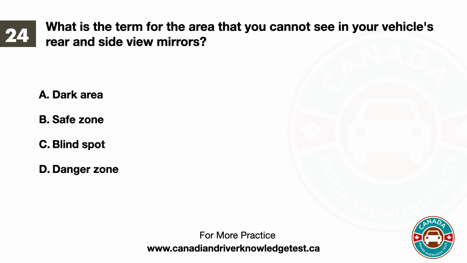Question 24. What is the term for the area that you cannot see in your vehicle's rear and side view mirrors? A. Dark area. B. Safe zone. C. Blind spot. D. Danger zone. The answer is C. Blind spot.